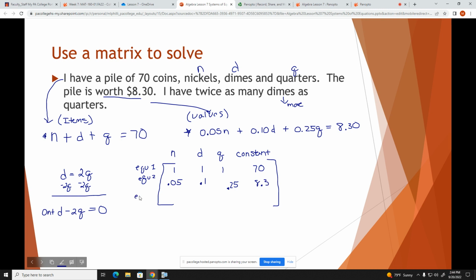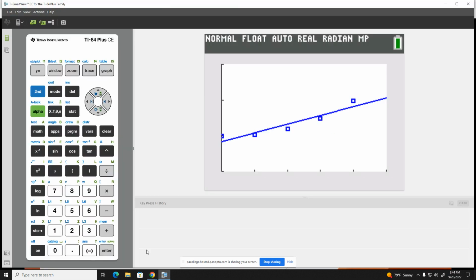And then my final equation, equation 3, is this one that I reworked. And so my leading coefficient here on the N is 0. And then 1 on the D, negative 2 on the Q, and 0 for the constant. So at this point, I have my matrix. And I'm going to go to my calculator to get my calculator to do all the work in solving this. So on my calculator, first thing I'm going to do is use the second button and this button with the x to the negative 1 to get into the matrix.